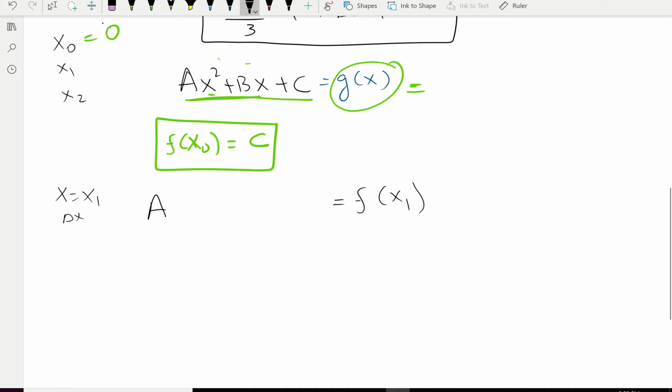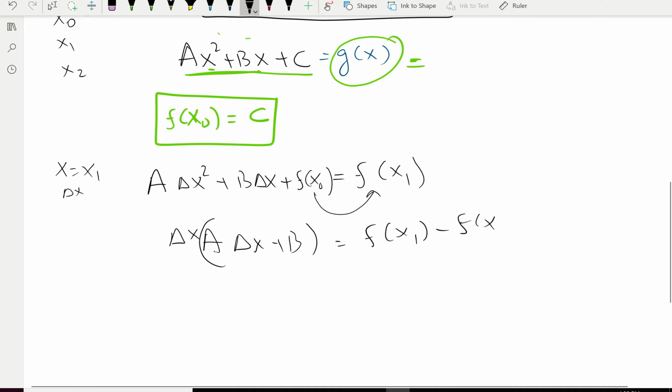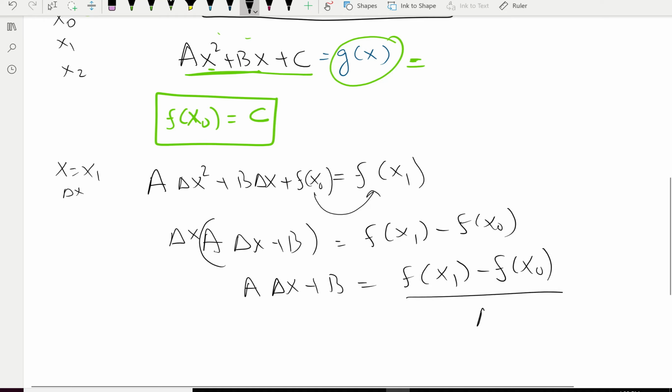So it's going to be Δx² a plus bΔx plus c. We already know f(x0). Now let's simplify this. Let's take f(x0) to the other side, and factor Δx out from here. So (aΔx plus b)Δx is f(x1) minus f(x0). Now from here we can divide by Δx, so we get aΔx plus b as f(x1) minus f(x0) divided by Δx.